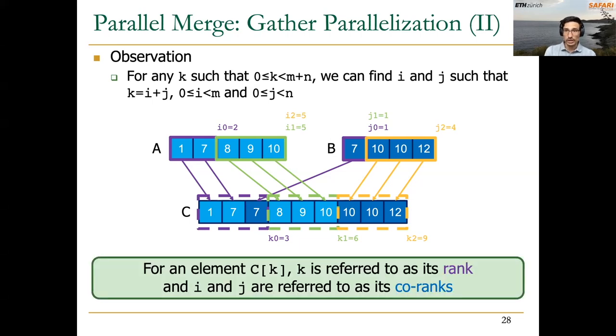So for an element ck, where k is referred to as its rank, i and j are referred to as its core ranks. Observe that the rank of an element of the output array is the sum of the core ranks from the input arrays A and B.